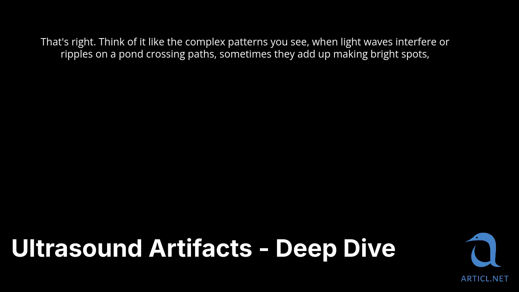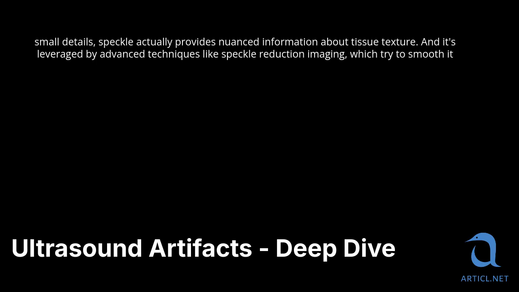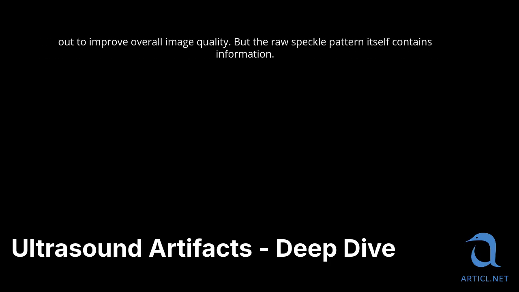So it's not random noise, but a pattern created by the sound waves interacting with the tissue's fine structure. That's right. Think of it like the complex patterns you see when light waves interfere, or ripples on a pond crossing paths. Sometimes they add up, making bright spots. Sometimes they cancel out, making dark spots, creating this unique granular signature for different tissues. While often considered unwanted noise that can obscure small details, speckle actually provides nuanced information about tissue texture. And it's leveraged by advanced techniques like speckle reduction imaging, SRI, which try to smooth it out to improve overall image quality, but the raw speckle pattern itself contains information.